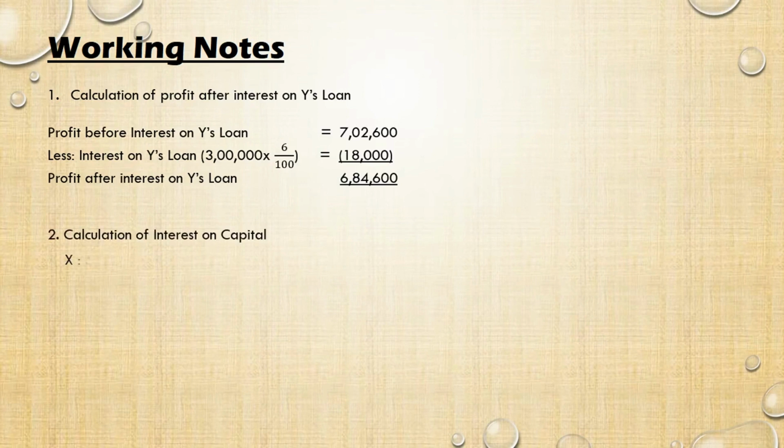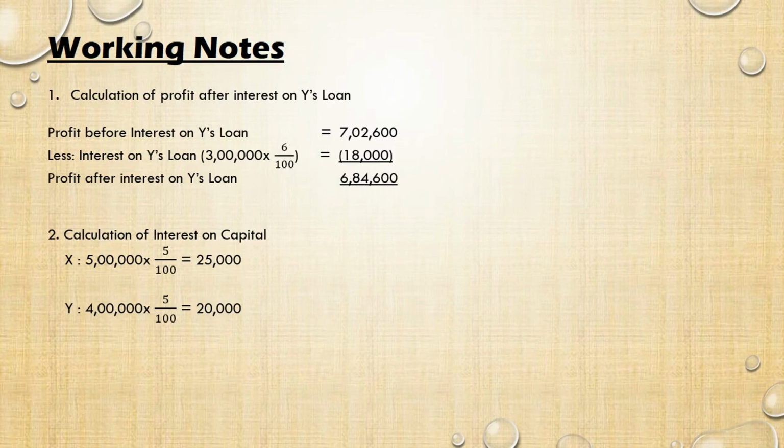Calculation of interest on capital. X's capital was 5 lakh, so I calculated 5 lakh into 5 by 100, that is 25,000. Y's capital was 4 lakh, 5% of that is 20,000. So this is the second working note. We have a few more working notes. We will do that later.